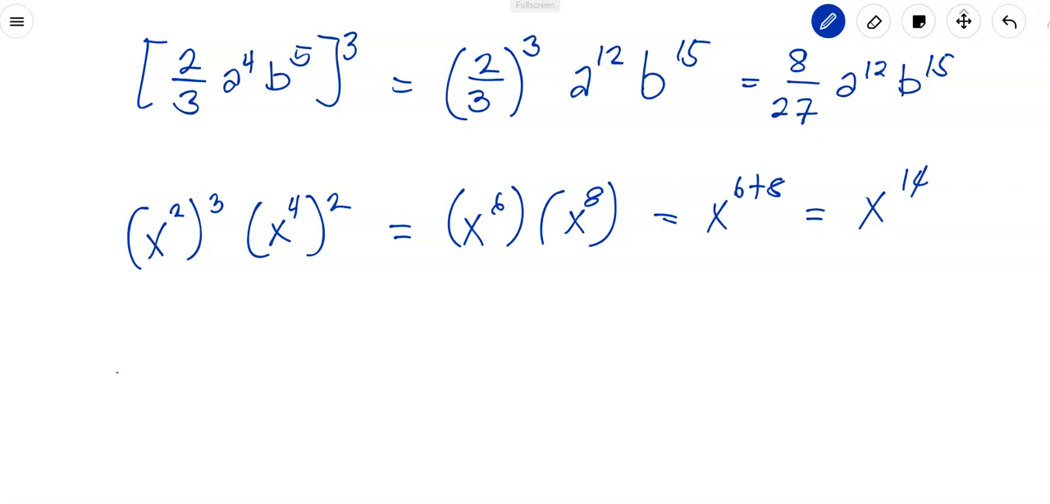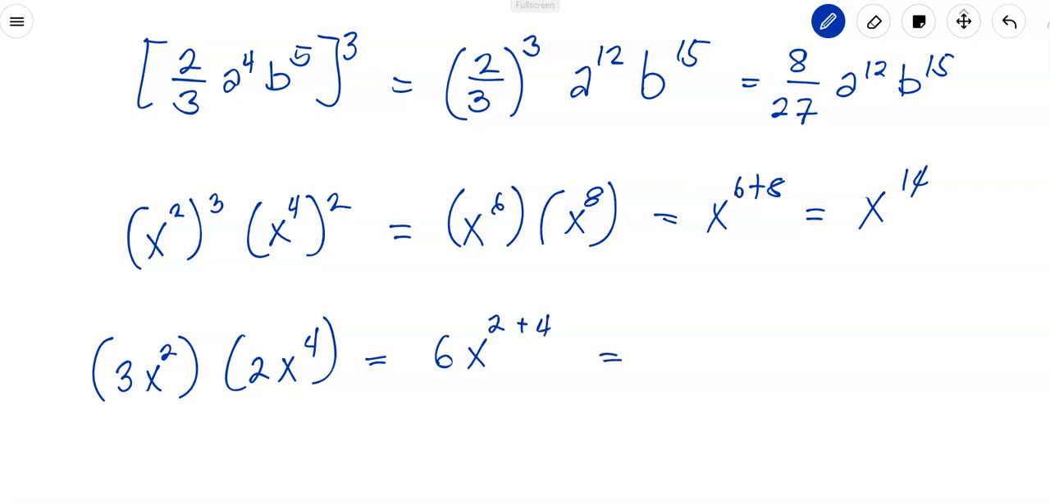The next one, last example. Let's say we have 3x squared times 2x to the power of 4. What will be the result? From here, you can multiply 3 and 2. So 3 times 2, we get 6, and for x squared, that will be 2 plus 4. So therefore, your final answer now will give 6x to the power of 6. Okay, so remember when you're going to multiply variables with exponent, you have to remember the three properties of exponent.